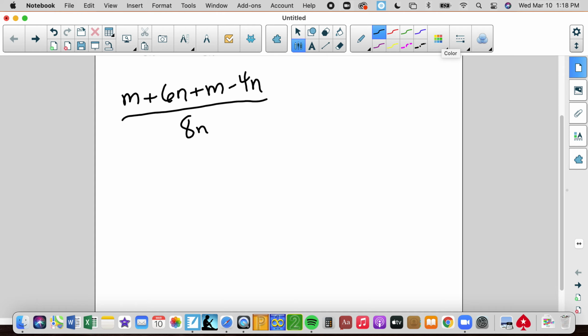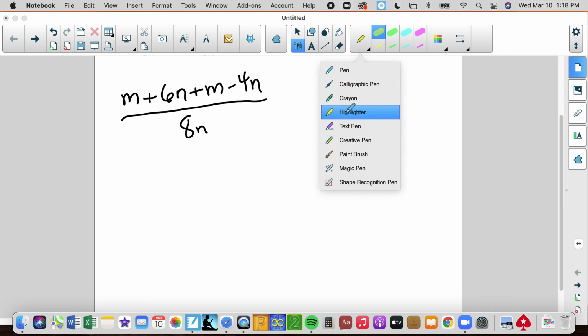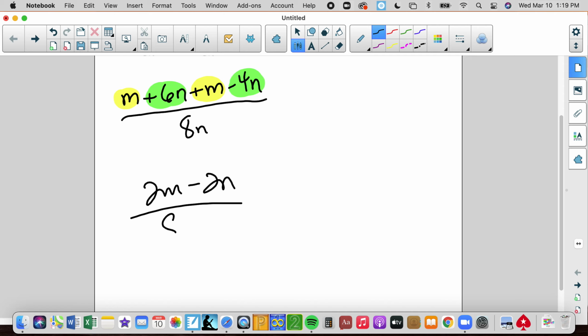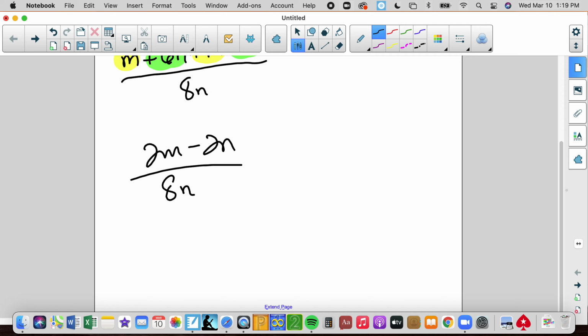So we have m plus m, and then we have 6n minus 4n. Remember, we're adding and subtracting. So m plus m is 2m, 6n minus 4n equals 2n, and we always put it in alphabetical order, standard form: m comes before n.